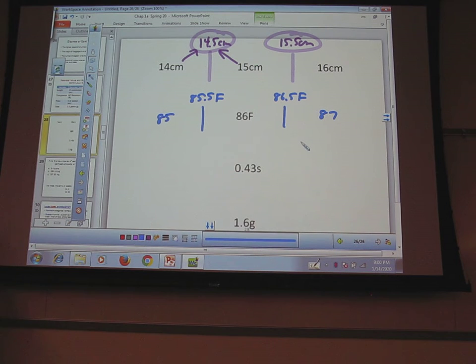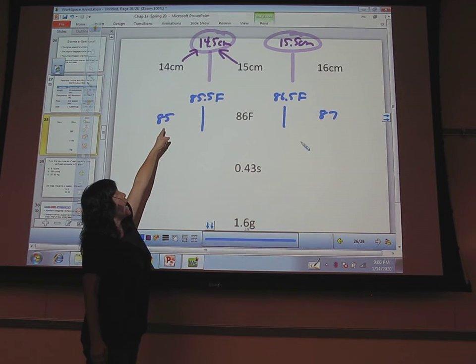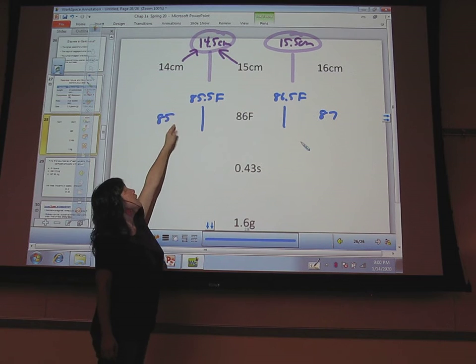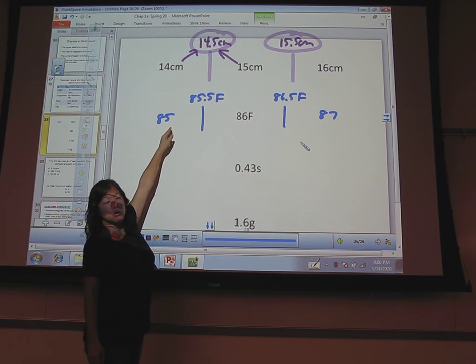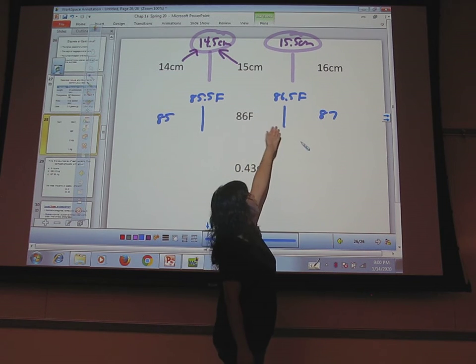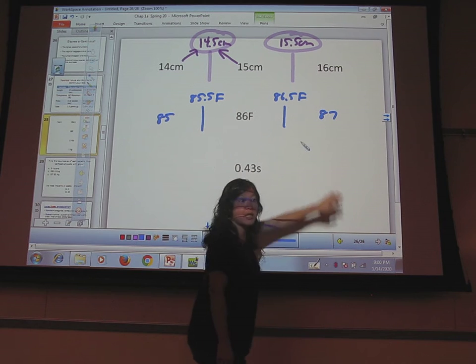You'll note that really all you have to do is add a 0.5 to the end of this. Add a 5 in the next decimal place over. So that's all you have to do. 86, add a 5 to the next decimal spot.